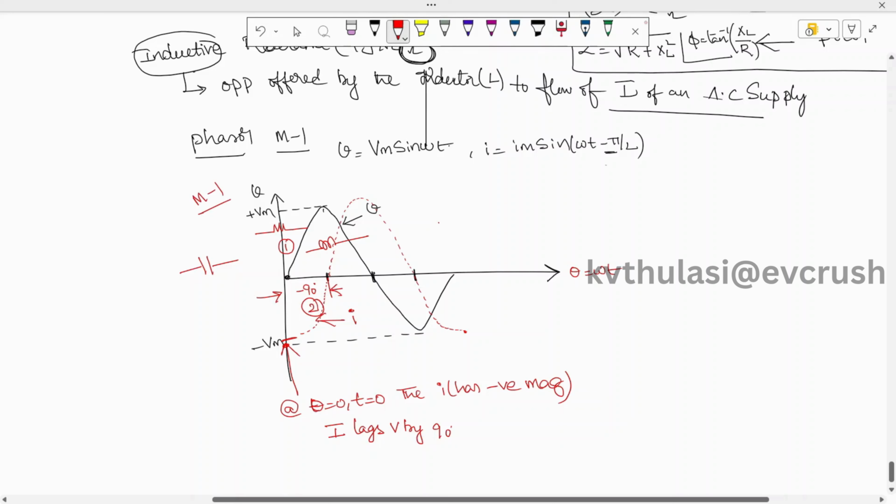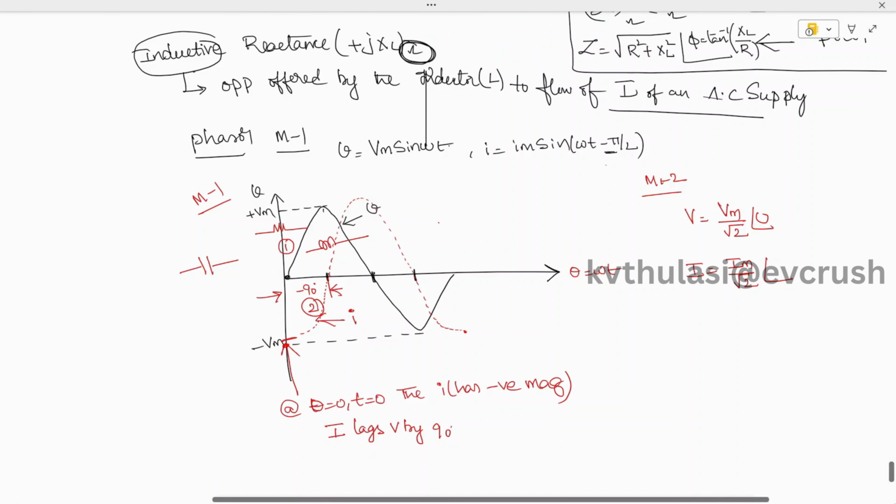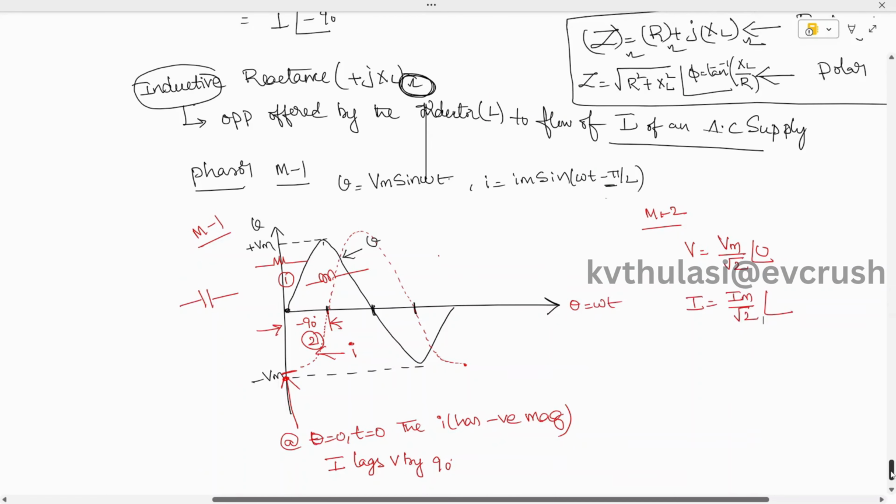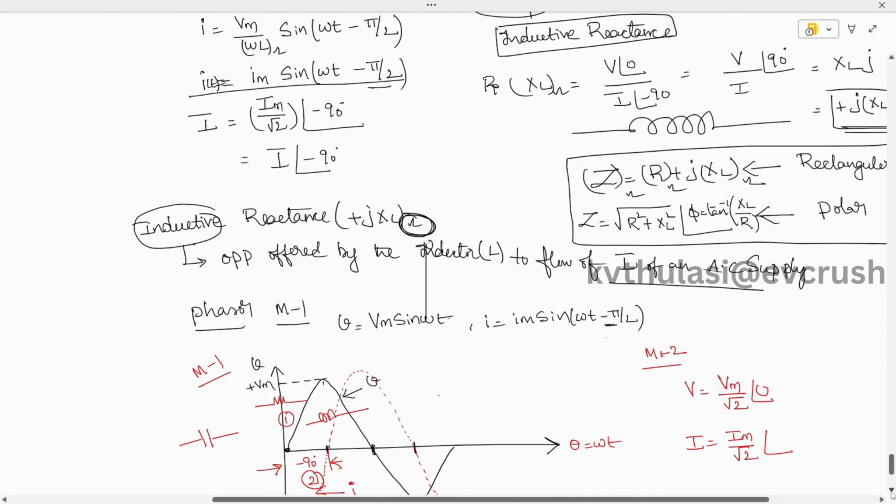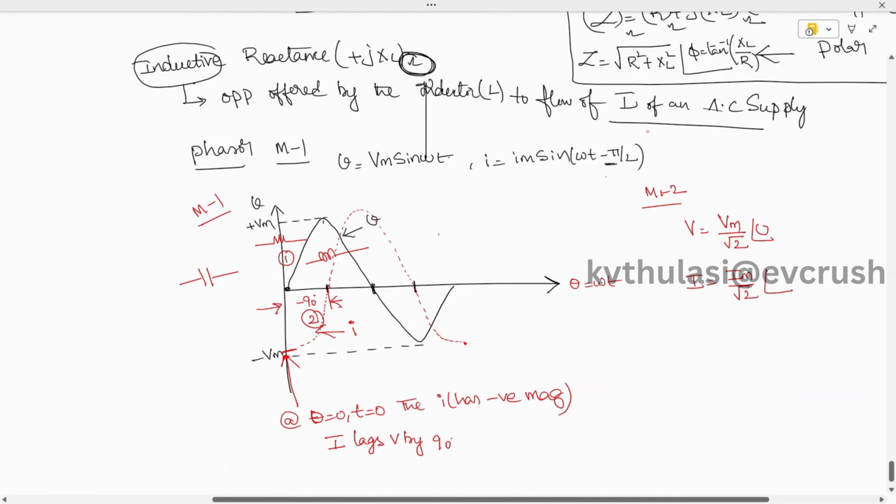Now let us see the second technique of drawing. Method 2 is nothing but we have the voltage, which we are going to write as Vm divided by root 2 at an angle of 0, and the current as Im divided by root 2 at an angle of minus 90. You can check out here. How to write down the current? Already we had written I at an angle of minus 90.